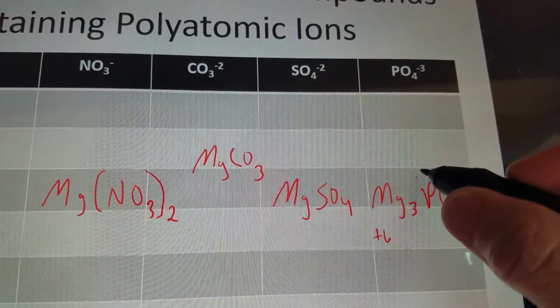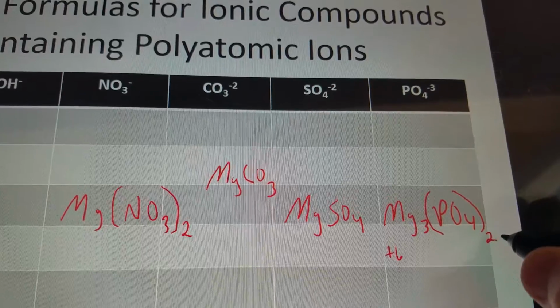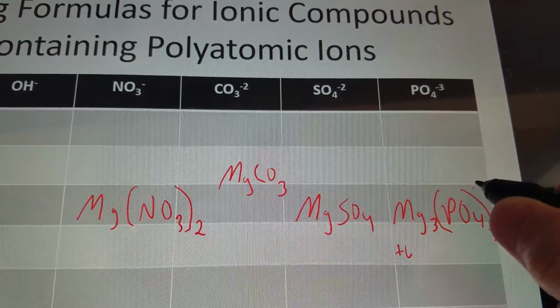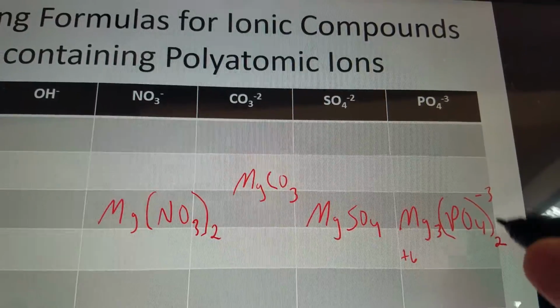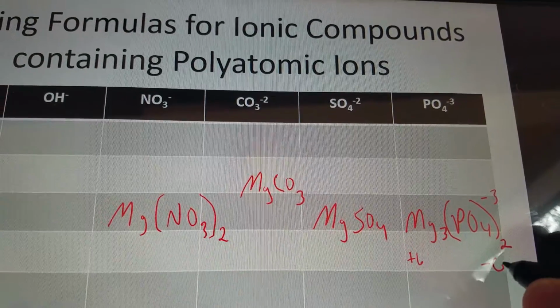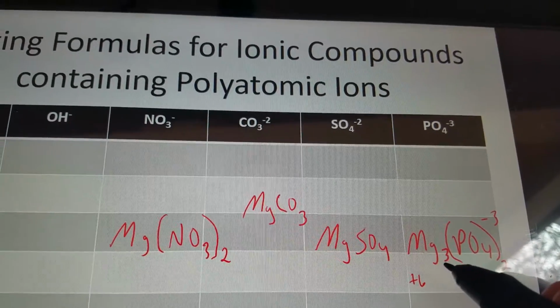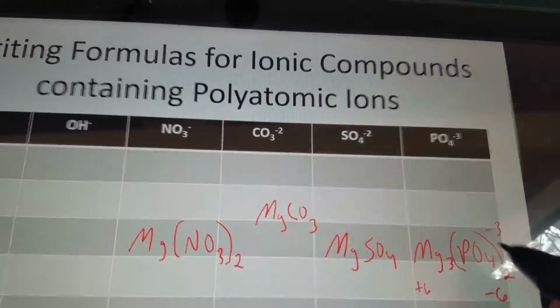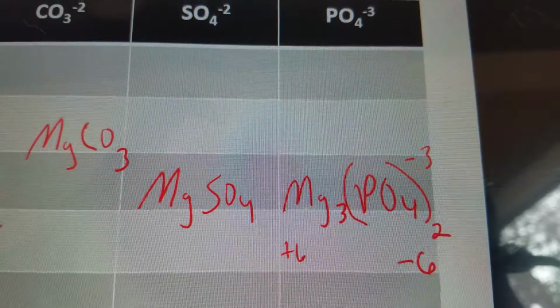So I'm going to take 2 of them, put it in parentheses, and put my 2 on the outside. So 2 of those is going to give us a -6 on this half, +6 on this half. So you'd get Mg3, and then in parentheses PO4, and then 2. So try some more of these and see if there are any questions you might have on this particular topic.